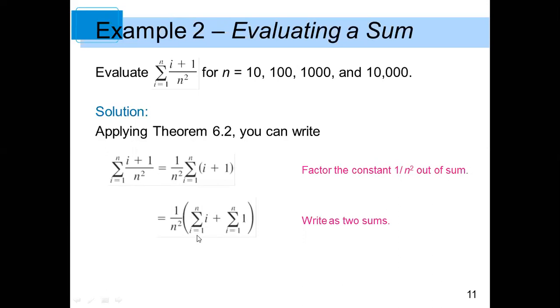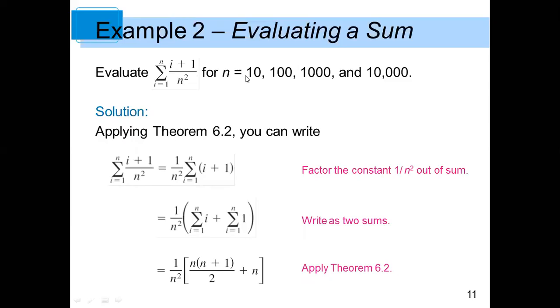Okay? Then you can use the formula for the sum of i and the formula for the sum of a constant. So it's 1 over n squared times the sum formula for i, which is n times n plus 1 over 2, plus the sum formula for a constant, which is the constant times n. Here the constant's 1, so it's just 1 times n. Okay? So we've used the summation formulas to simplify this.